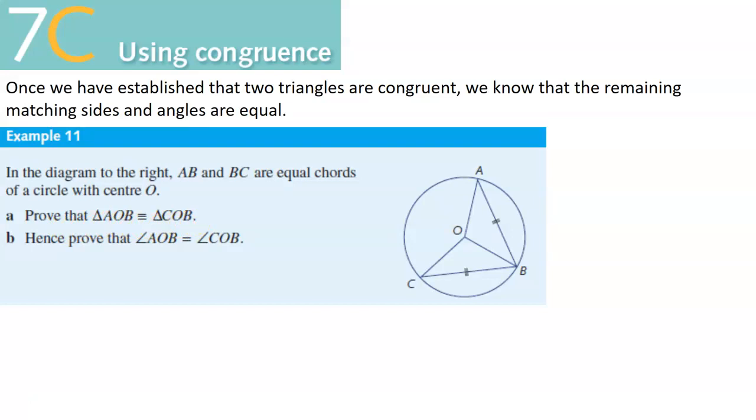So I can say that AB is equal to CB because I'm given that information. I can say that OB is equal to OB because it is a common side to both triangles. I can say that OA is equal to OC because they're in a circle, and so they're both radii.